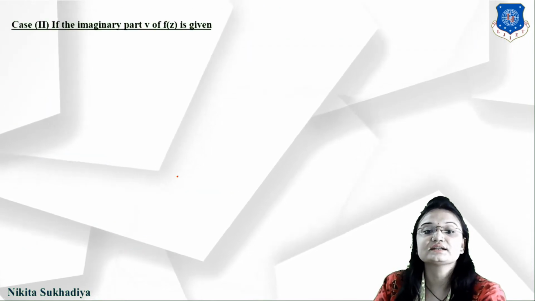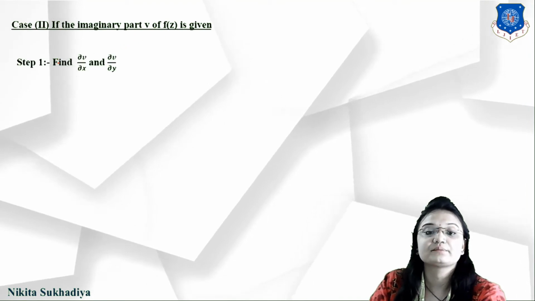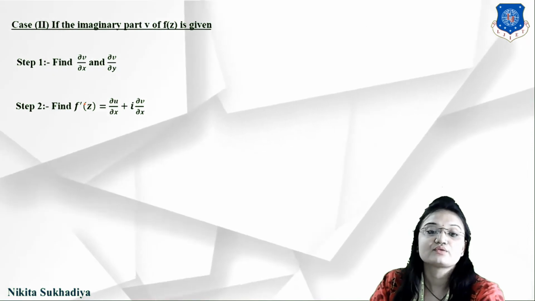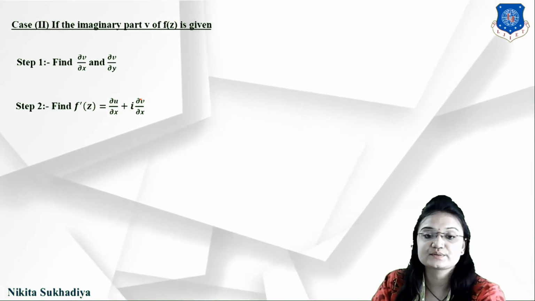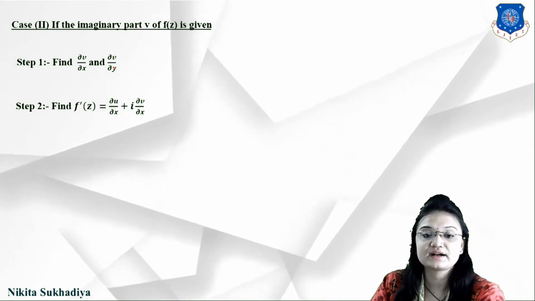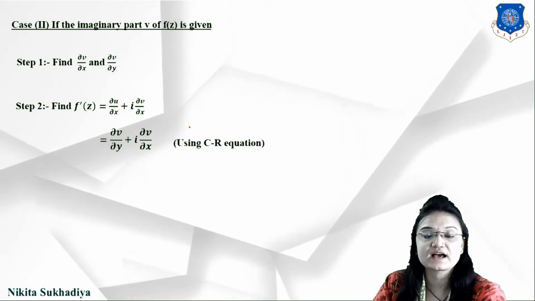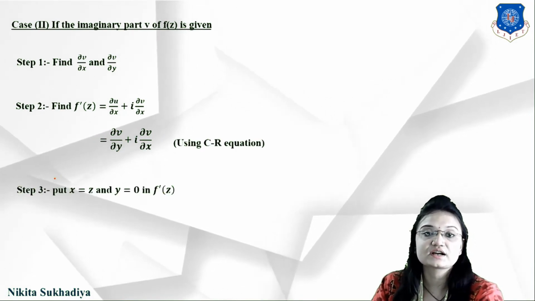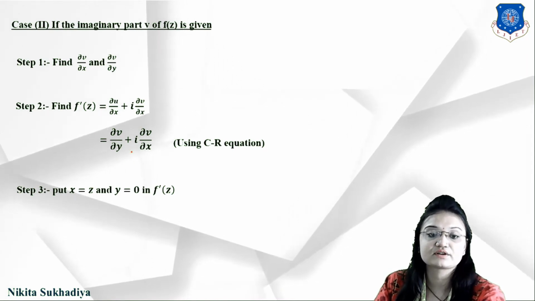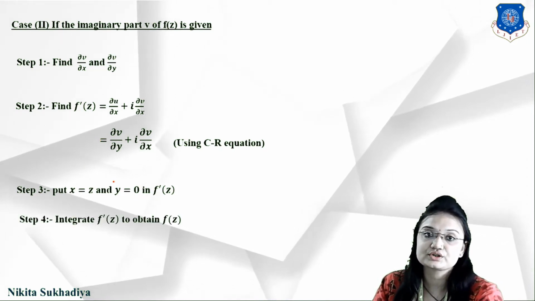Second, if the imaginary part v of f of z is given, then step number 1, find del v by del x and del v by del y. Step number 2, find f dash of z, that is del u by del x plus i del v by del x. But here we have only del v by del x and del v by del y. So put del u by del x equal to del v by del y according to the CR equation. Now step number 3, put x equal to z and y equal to 0 in whatever we find in f dash of z, and then integrate to obtain the function f of z.